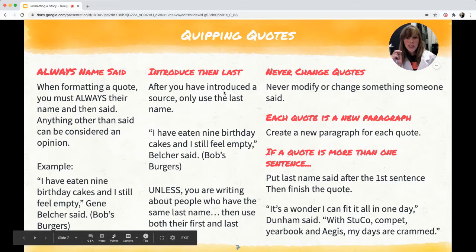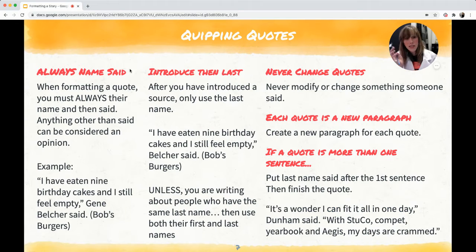You'll only use their last name after they've already been introduced in your story. So if I talked about Jean Belcher earlier, I'm not going to keep saying Jean Belcher said, Jean Belcher said, Jean Belcher said. I'm just going to say Belcher said. Boom. Belcher said. Perfect. Check out my example. "I have eaten 9 birthday cakes and I still feel empty," Belcher said. Boom. Done. Did it. Nailed it.